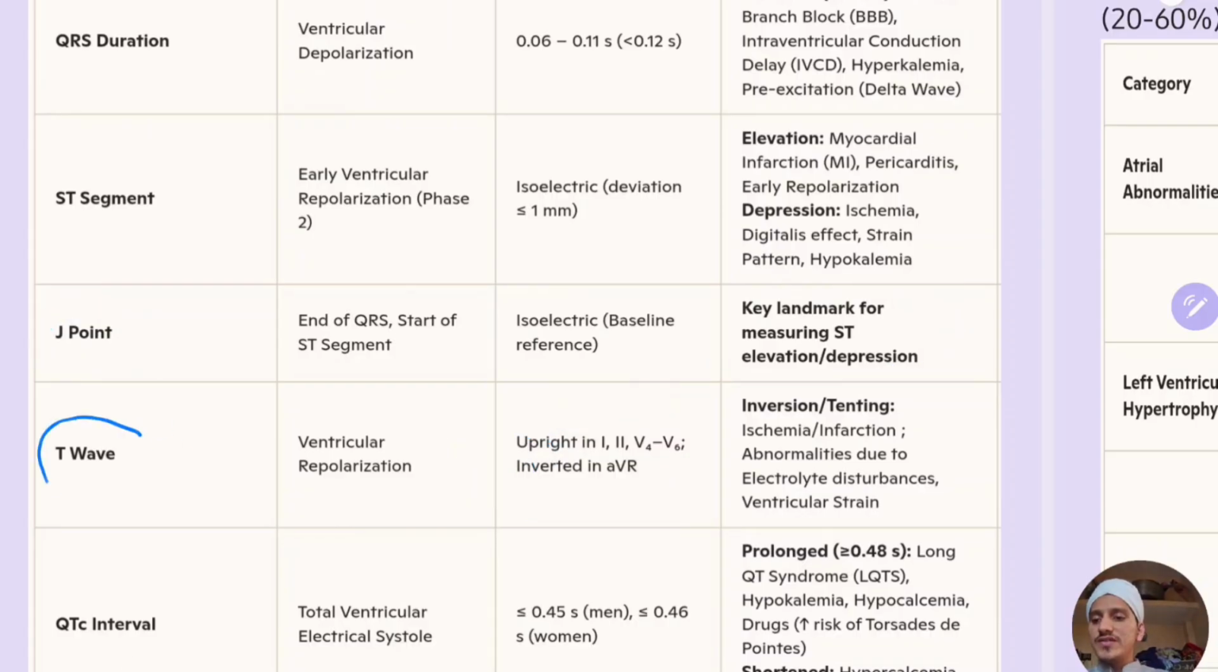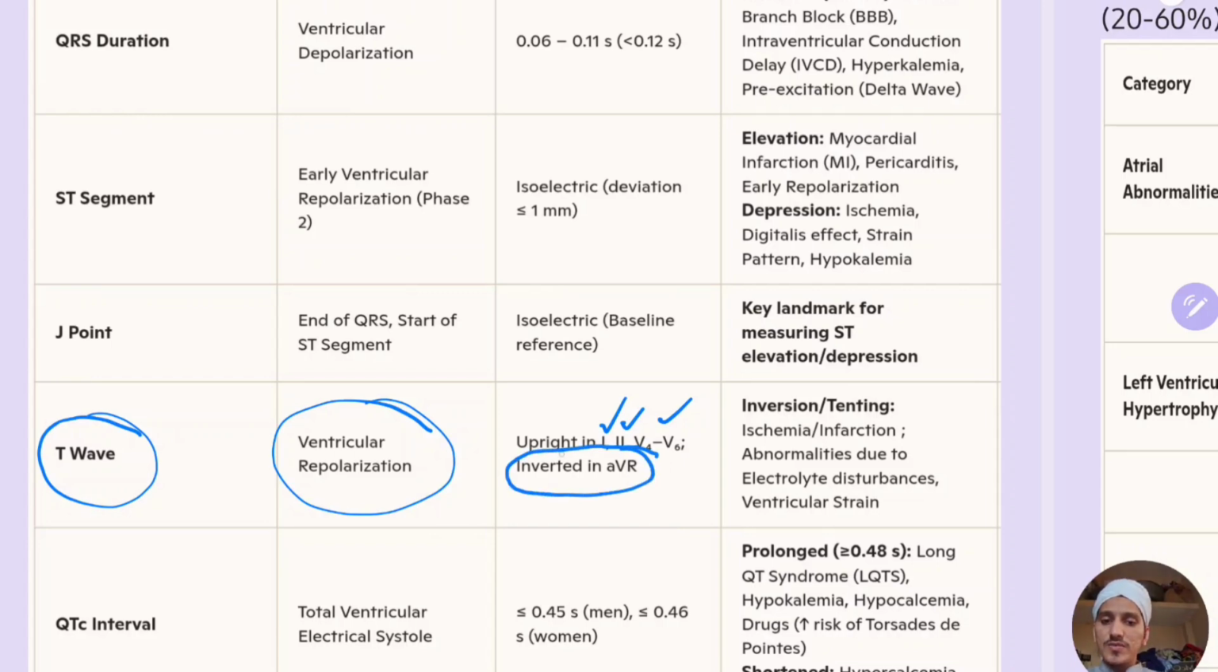Now coming to the T wave, this is also important. T wave is ventricular repolarization. So this is upright in 1, 2, V4 to V6. Only in one lead it will be inverted, that is AVR. Normally it is not inverted elsewhere. Inverted is abnormal. Inverted T wave is abnormal T wave, and biphasic T wave is also there. You can see biphasic also, inverted also, tall, broad. Many kinds of T waves are there. There is a diagrammatic chart for that. We will discuss in further coming slides. This is just a table we are discussing in detail.